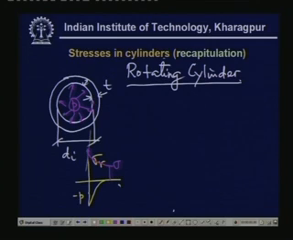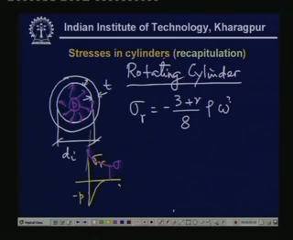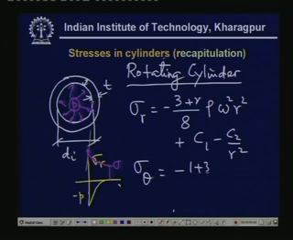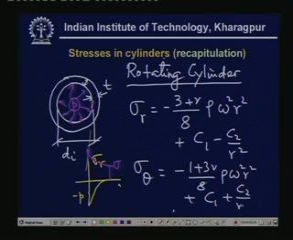For the rotating cylinder, of course, sigma r is given by this formula: minus 3 plus nu divided by 8 times rho omega square r square. Nu is again the Poisson's ratio. Rho is the density of the material, and omega is the speed of rotation, the angular velocity of the disc. Again, this is based on, let me write down, C1 minus C2 by r square, where C1 and C2 are constants which are to be obtained from the boundary conditions. And sigma theta will be equal to minus 1 plus 3 nu by 8 times rho omega square r square plus C1 plus C2 by r square.